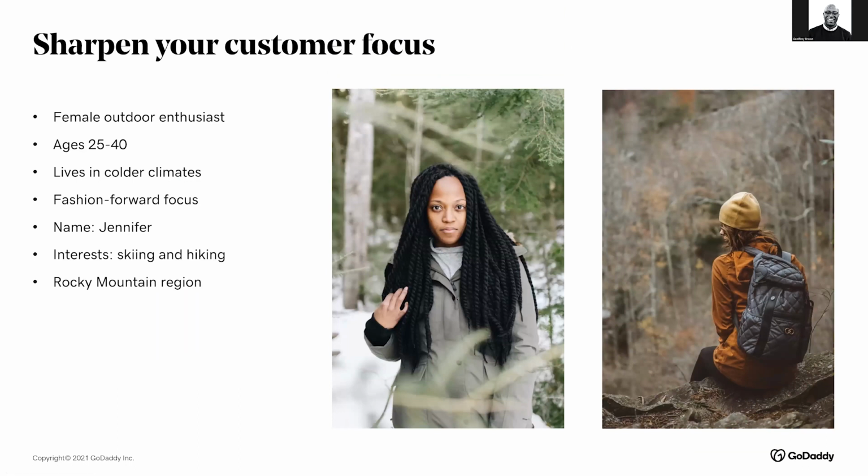This person you create would be a semi-fictional characterization of your ideal customer. For example, it could be a female outdoor enthusiast between the ages of 18 and 30 who lives in a colder climate, maybe with a fashion-forward focus. And you can even name her Jennifer. She also loves skiing and hiking, and she lives in the Rocky Mountain region. And by narrowing your focus, you can really start to improve the targeting for your ad spend, your content development, and marketing dollars to ultimately get that higher return on your investment.